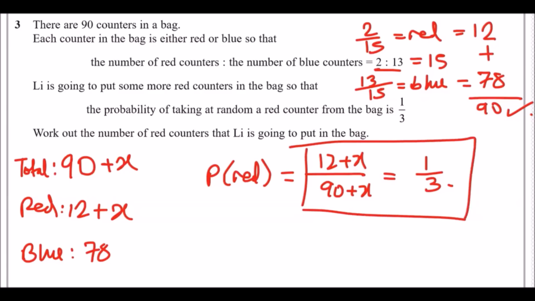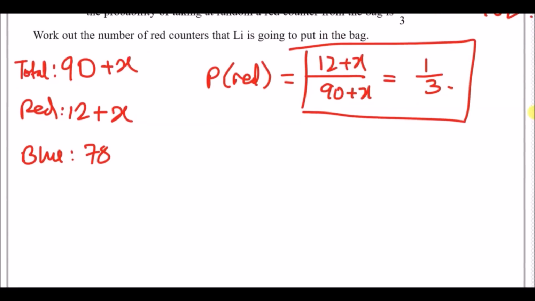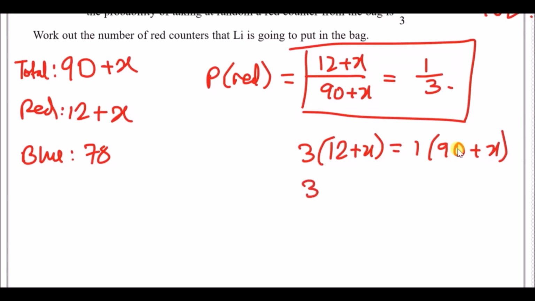The easiest way to solve this nicely is to literally multiply 90 plus x across and 3 across. So multiplying 3 across and 90 plus x across, you can have 3 on the left side multiplied against 12 plus x. You can have 90 plus x on the right side multiplied by 1, which is, well, 90 plus x. Then expanding both sides, 3 times the bracket, you can get 36 plus 3x. The right side, 90 plus x.